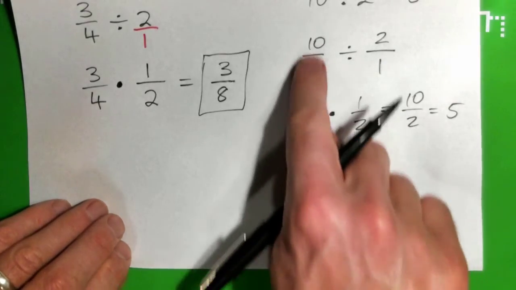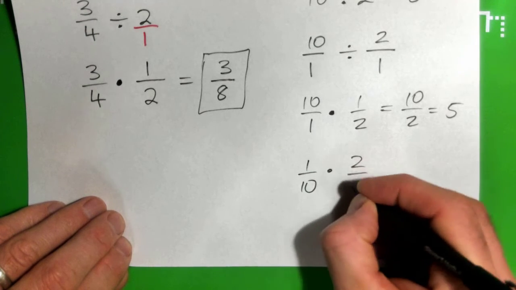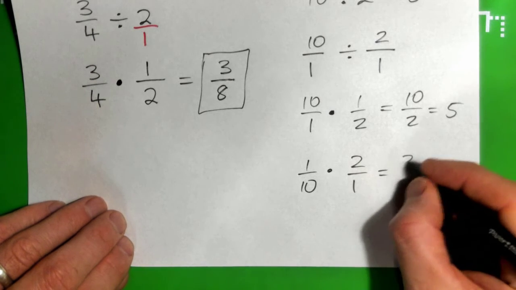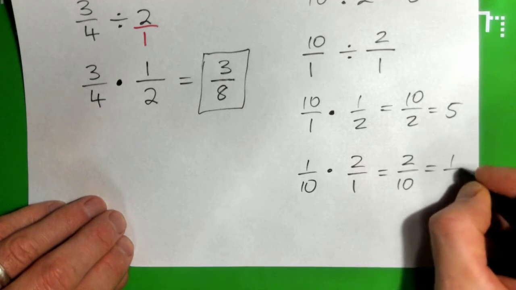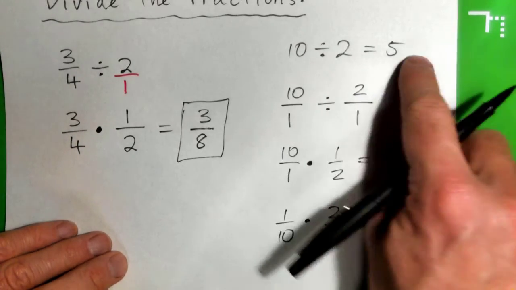If I flip the wrong one, what does it look like? Like if I flipped this guy and I got 1/10 times 2 over 1, what would that give me? Right, exactly. That would be 2/10 or 1/5. So that's definitely wrong, isn't it? Because we all know 10 divided by 2 ought to be 5.